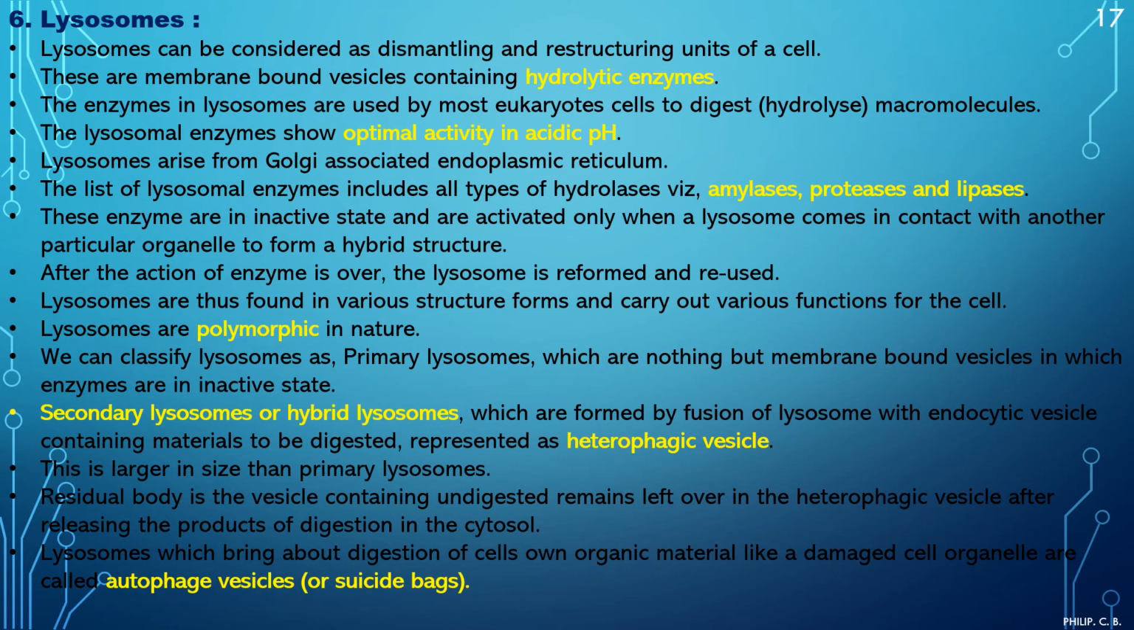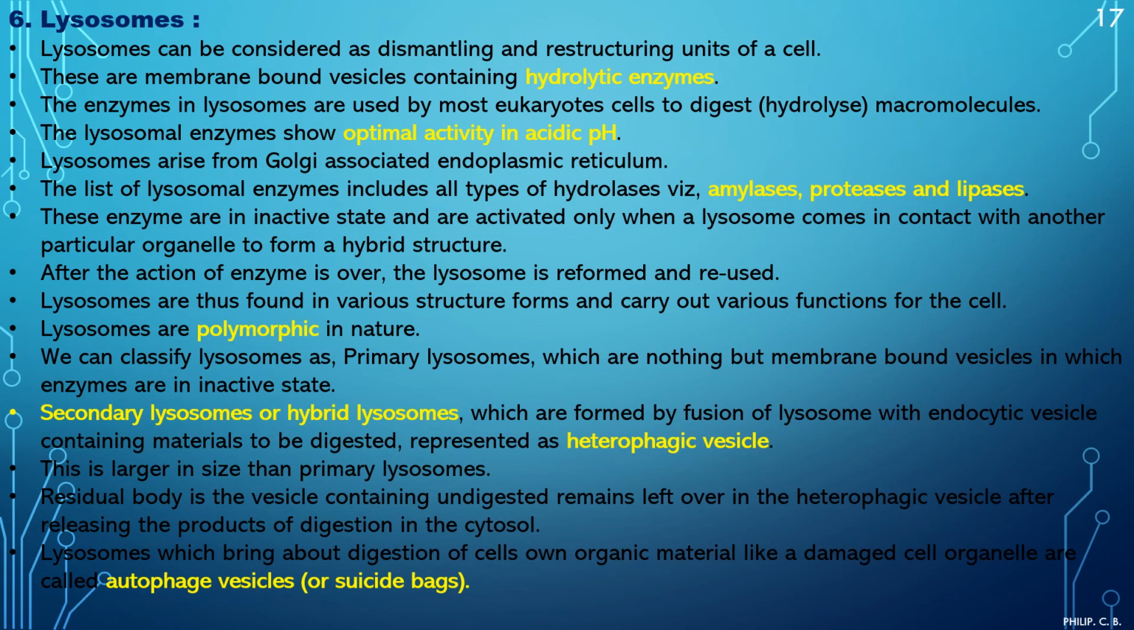Secondary lysosomes or hybrid lysosomes, which are formed by fusion of lysosome with endocytic vesicle containing materials to be digested, represented as heterophagic vesicle. This is larger in size than primary lysosome. Residual body is the vesicle containing undigested remains left over in the heterophagic vesicle after releasing the products of digestion in the cytosol. So all the products after digestion, it is released into the cytosol.